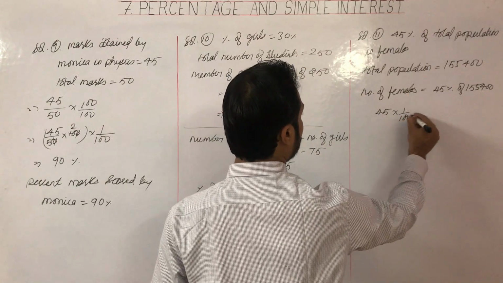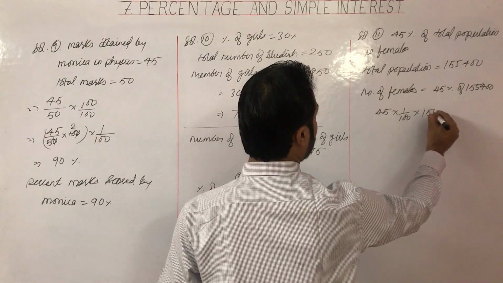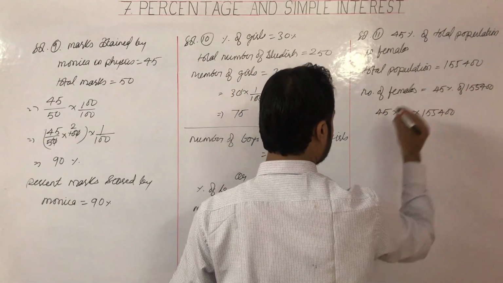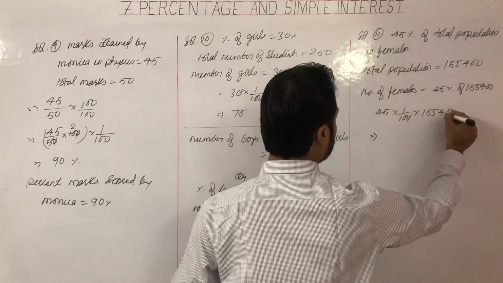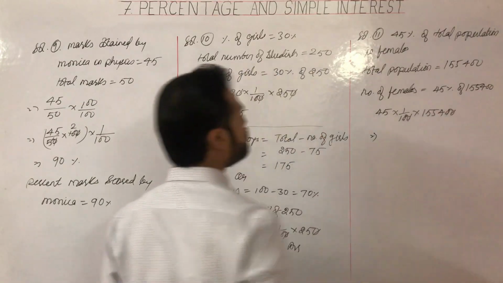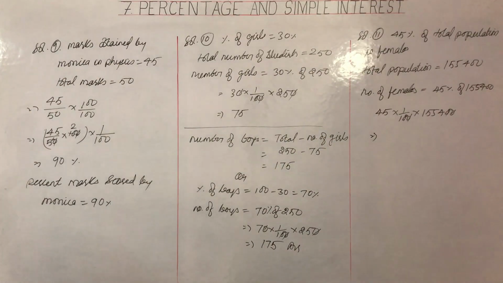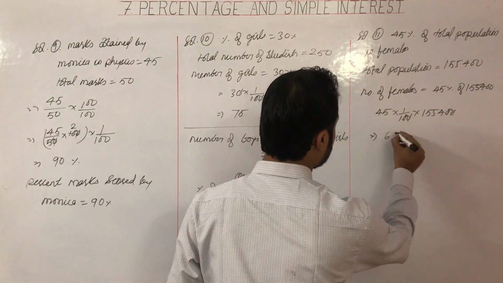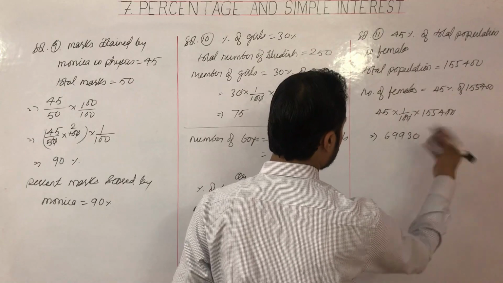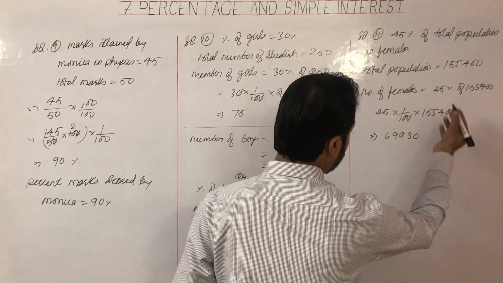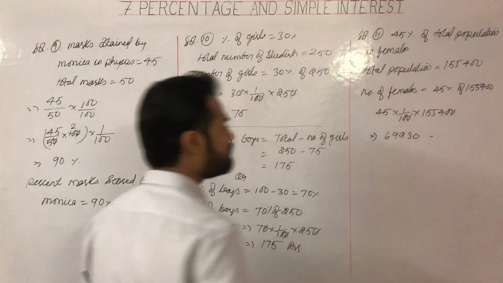45 into 1 by 100 of 155,400 and 0000. Yes, so 45 into 1554 is 69930. 69930. I know the answer, but you have to calculate. So this is the number of females.